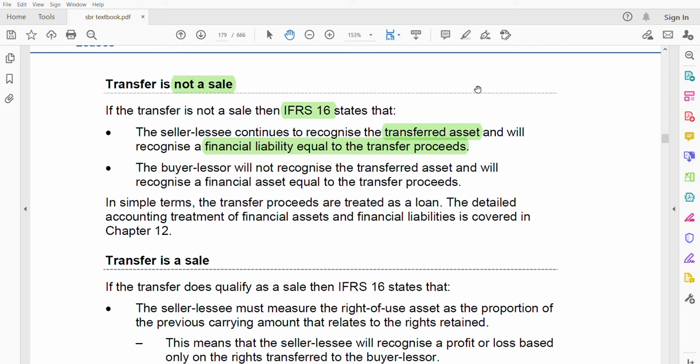What about the buyer? From the buyer's point of view, the lessor will not recognize the transferred asset and will recognize a financial asset equal to the transfer proceeds. Here it's a liability, here it is a financial asset. You need to memorize it.